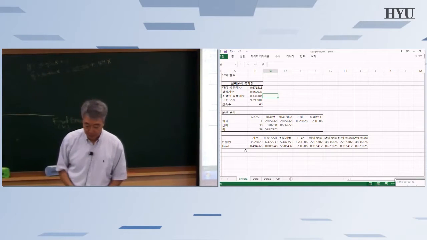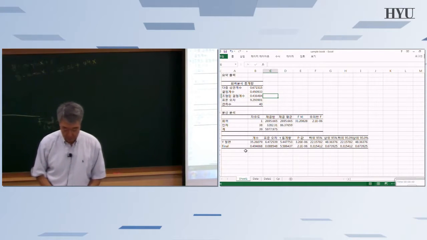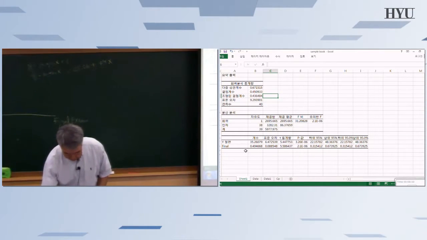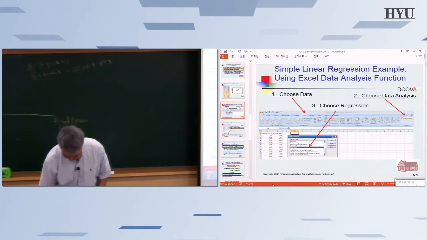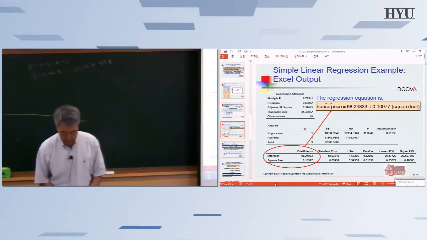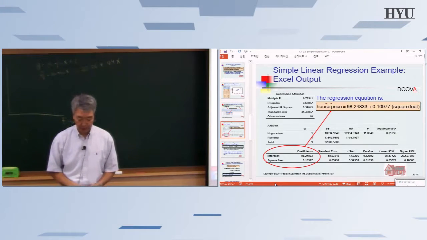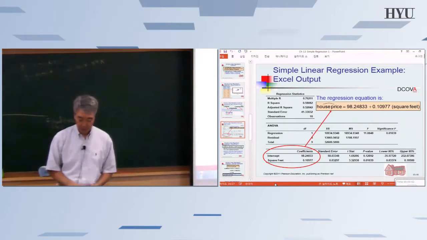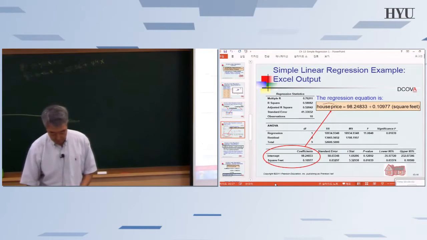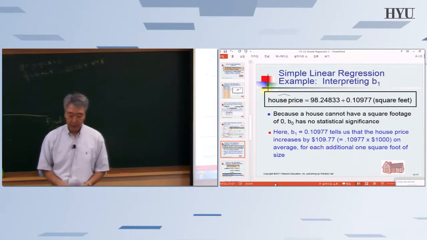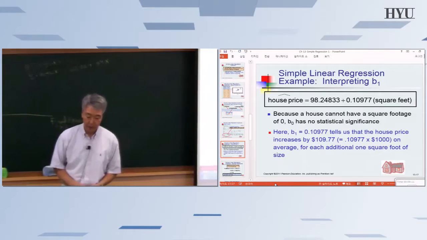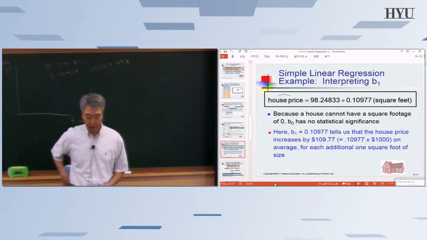Yeah, so that's how this output came around. Well, using the house price example, they came up with 98.248 plus 0.109 x. Okay? All right, so in this example, we have the estimated equation this way: 98.248 plus 0.109 square feet. Yeah?